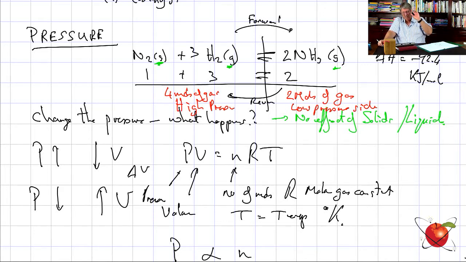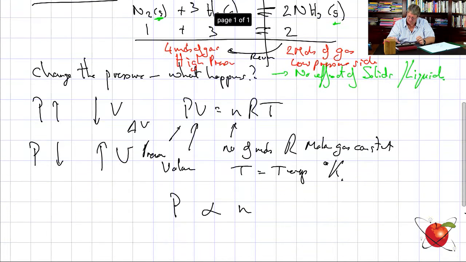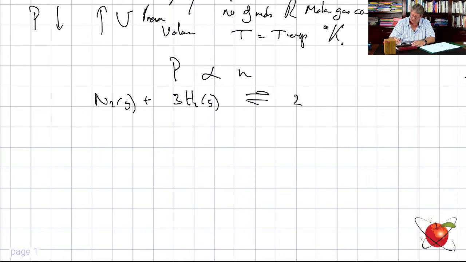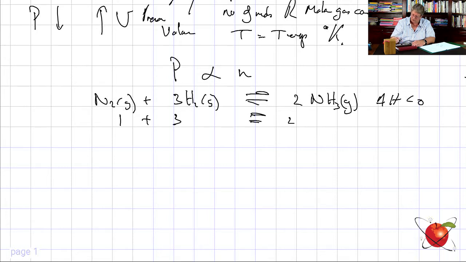Which means that our P and N, we can now use it, because on the high pressure side, I will rewrite it so that we can use it again. We've got N2 gas plus 3H2 gas going to, in equilibrium, 2NH3 gas, delta H less than 0. We don't really need the number. It's 1 plus 3 going to 2, and I said we add them together. So there's 4 moles here and 2 moles there. So this is high and this is low.